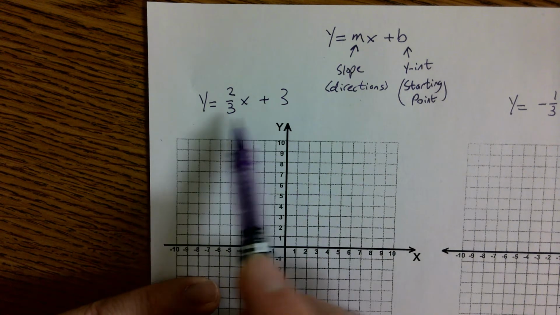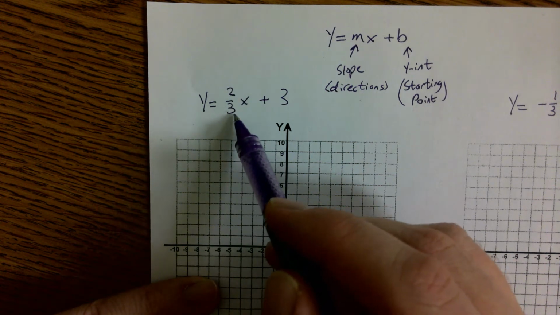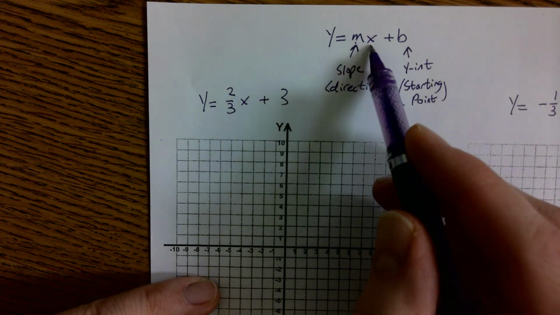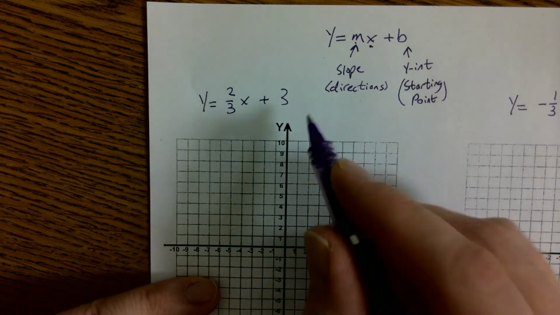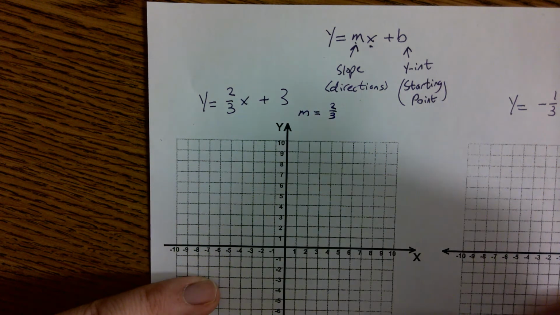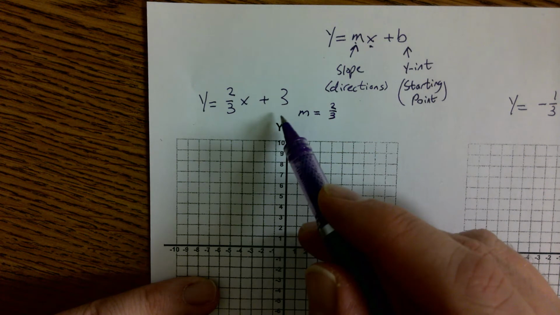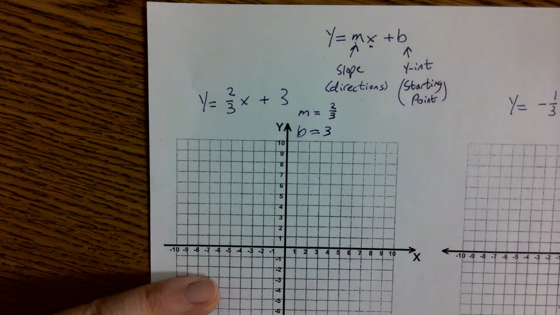So looking at our example right here, it appears that our slope is 2/3. And you can tell that 2/3 is the slope because the slope is always next to the x variable. So our slope is 2/3. And then our y-intercept is the part that doesn't have the variable. So it is 3. B is 3. So how can I use this to draw my line?